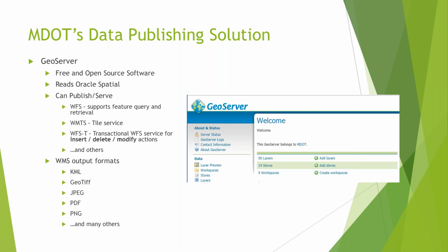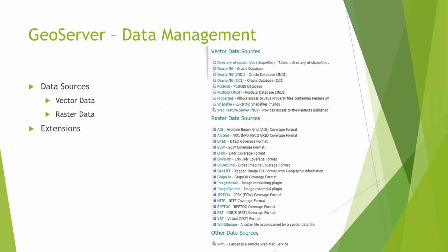You can load data directly from Oracle into this. It will read numerous data types. It has WMS output formats; I've got listed here KML, GeoTIFF, JPEG, PDF, PNG, and there are many others. Also, the data sources are either vector or raster. Over on the right you'll see a list of the vector and raster data sources you can pull data in from.